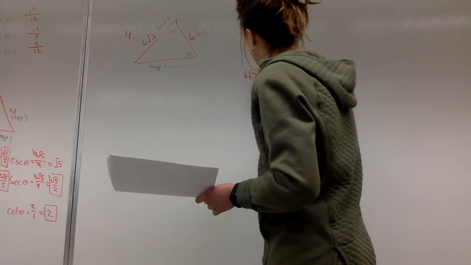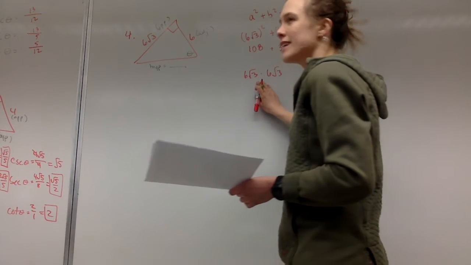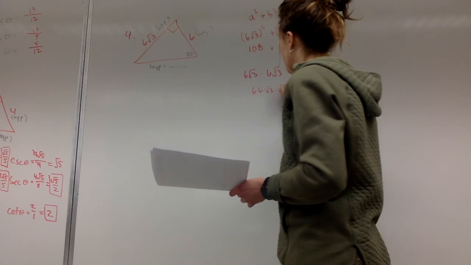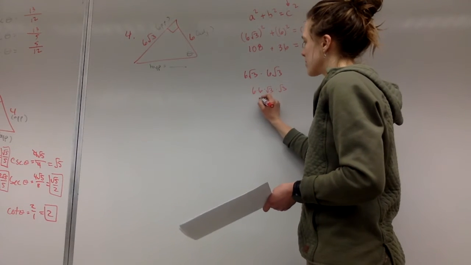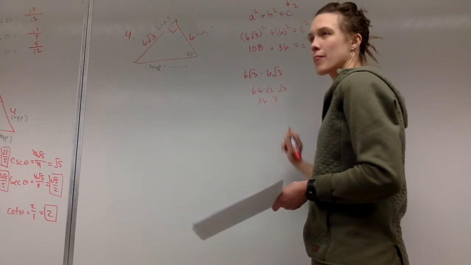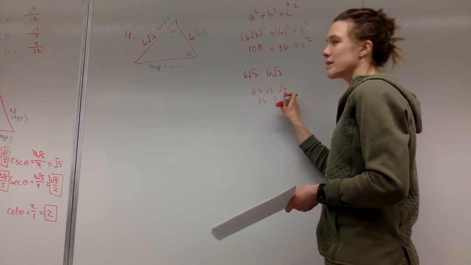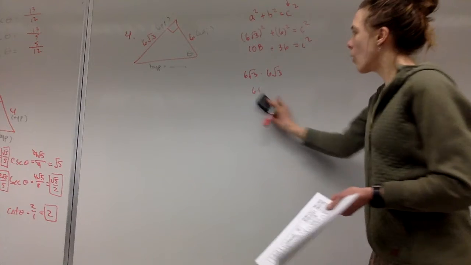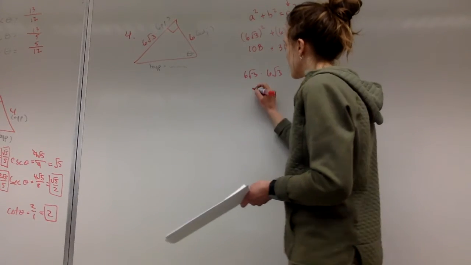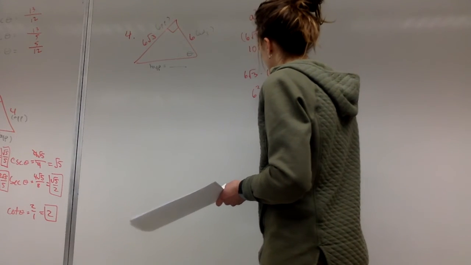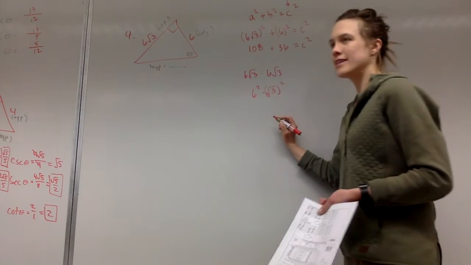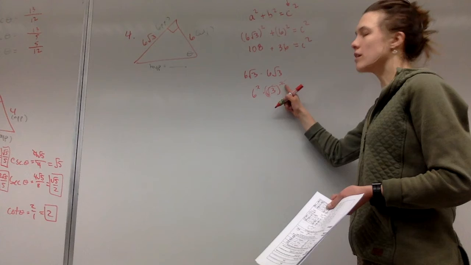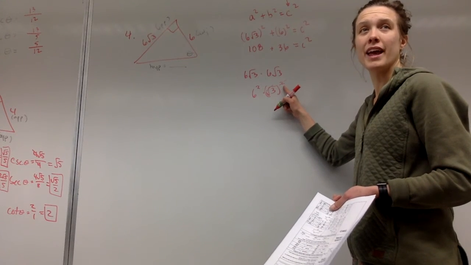So when you have 6 radical 3 times 6 radical 3, that becomes 6 times 6 times radical 3 times radical 3. So that would become 36 times 3, because radical 3 times radical 3 just simplifies to 3. Or you could look at it like 6 squared times radical 3 squared, and then our square root and our exponent would cancel.